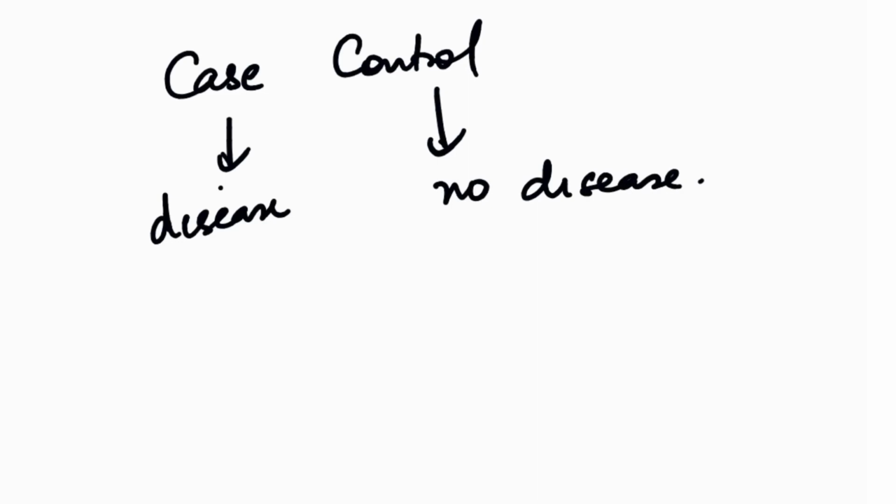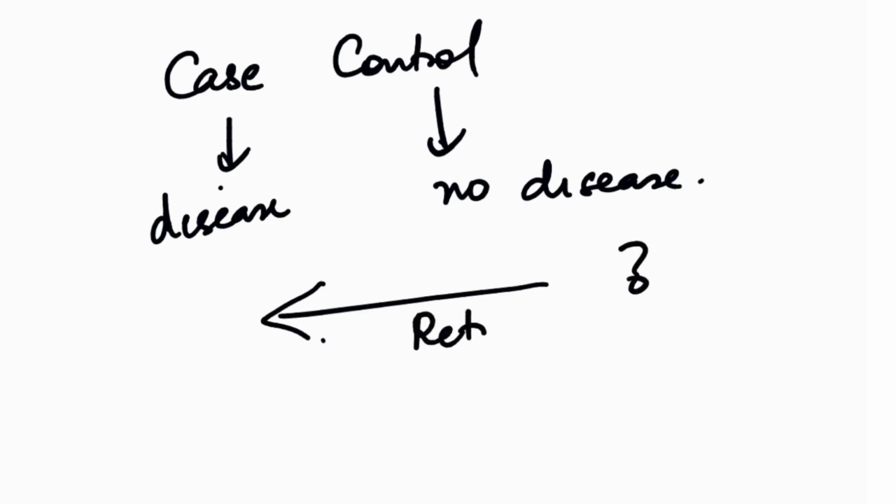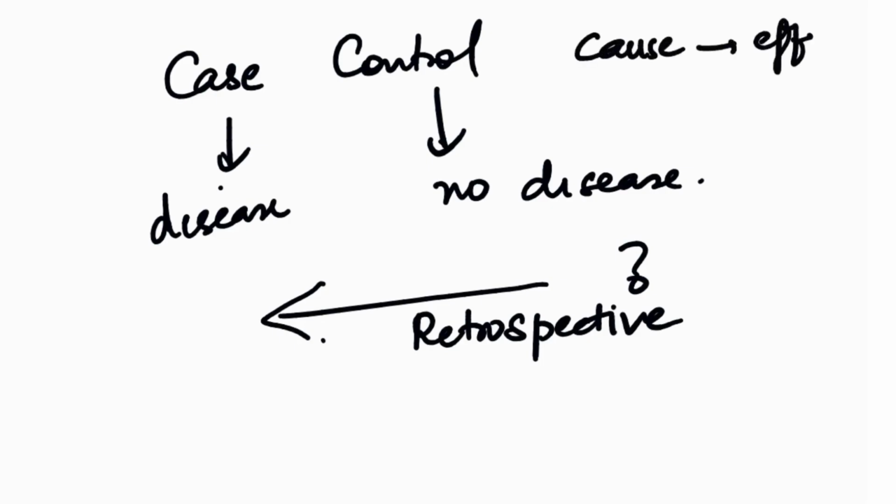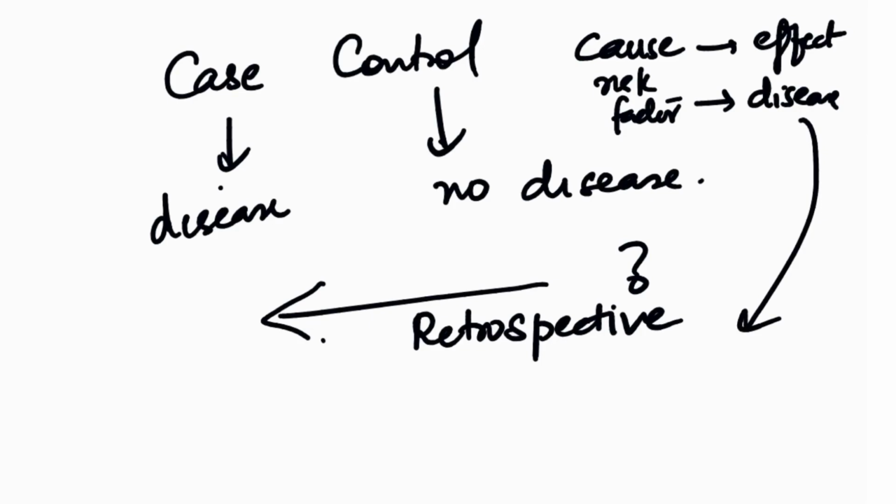So this is a study which goes backwards. Backwards, like what does that mean? Because it's going backwards, it's called a retrospective study. Now what is it backwards? Cause, effect. This is the order in which a disease happens. There will be a risk factor associated with it and then the person gets the disease. But here in case control, the person already got the disease and we are going back to see what the risk factor is. This is why it's called a retrospective study.